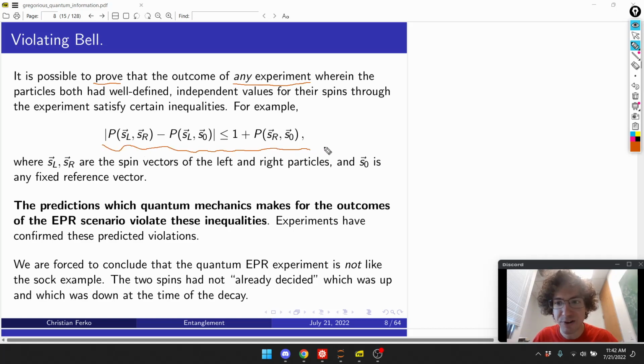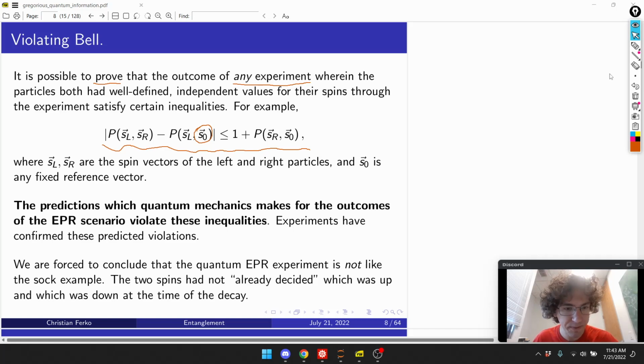Here's one of them. Here the spins are represented as vectors, so one inequality you can prove is that the difference of the probabilities of measuring this vector SL for the left spin and the vector SR for the right spin, minus the probability of measuring the spin SL for the left spin and some other reference vector, so fix some vector S0 for the right spin, the difference in absolute value of those probabilities is bounded. It's bounded by 1 plus something. I'm not going to prove that or go into any detail, but the takeaway is that there is some universal set of bounds that such experiments must satisfy.